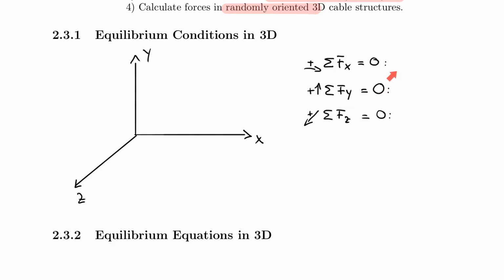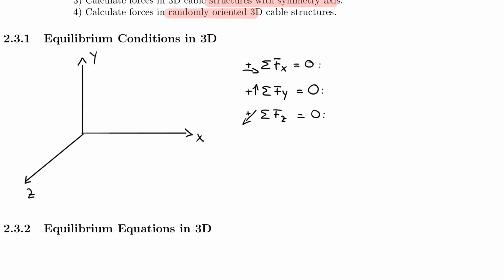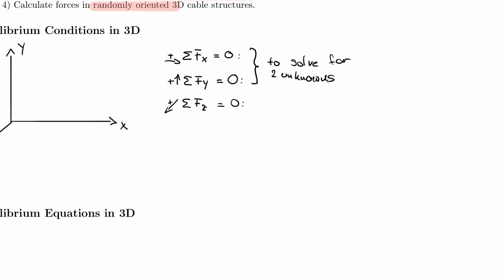And I want you to think about this for a second, what that really means. And let me take you back to the 2D condition. What we did when we had 2D systems was we always solved for two equations with two unknowns because we had these two conditions. So this allowed us to solve for two unknowns. And the reason for that is because we had two conditions.